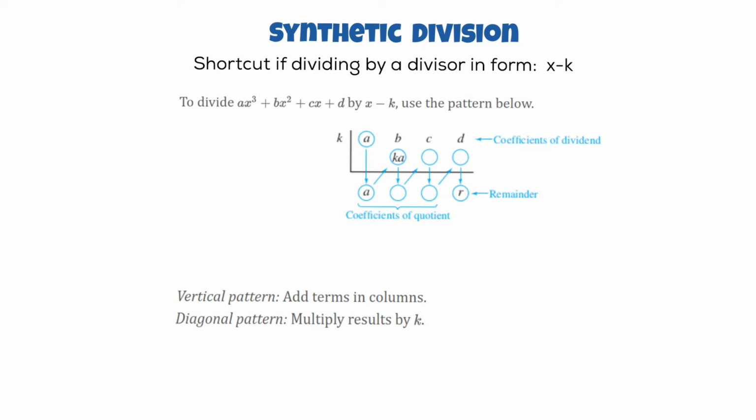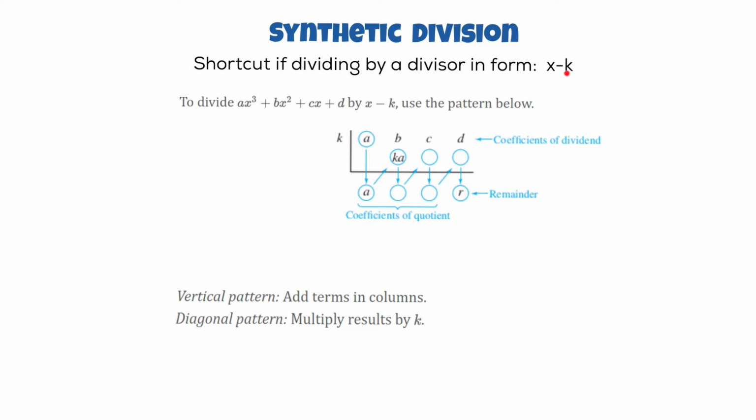It works if your divisor is in this form right here, where it's linear. That wouldn't have been the case in that previous example, but you just have something like an x minus 3 or x plus 1, something like that, a very simple divisor like that, and you do synthetic division. Now, this is a little diagram from the text. Sometimes I think it's easier just to see an example, but you have this to go back and look at.